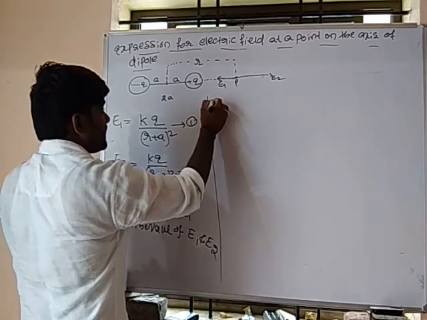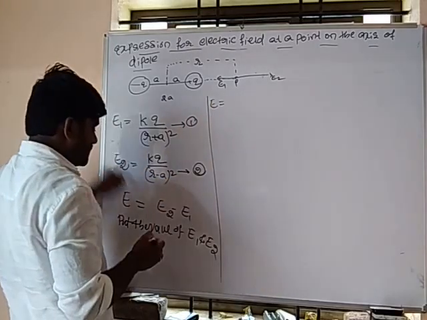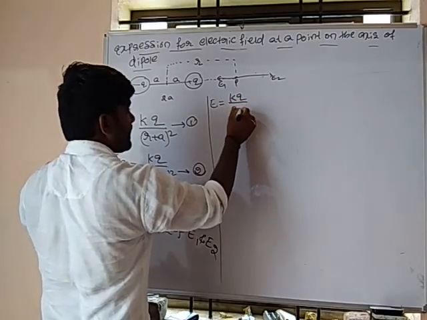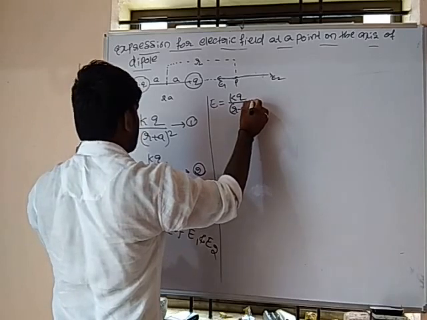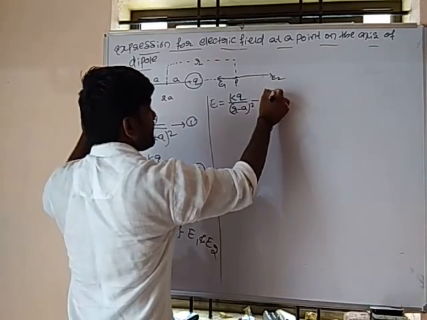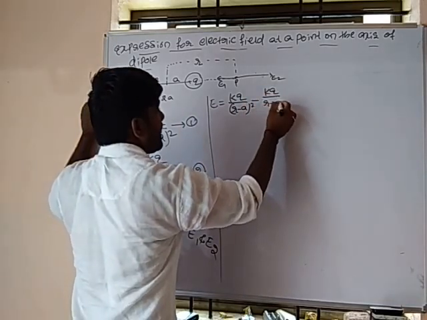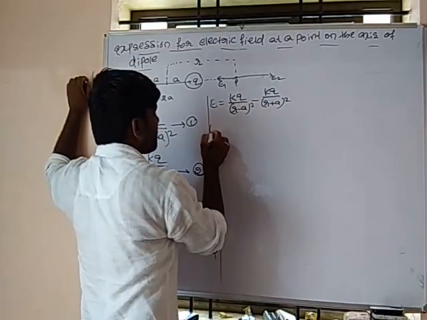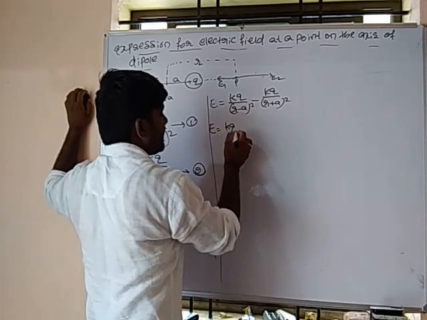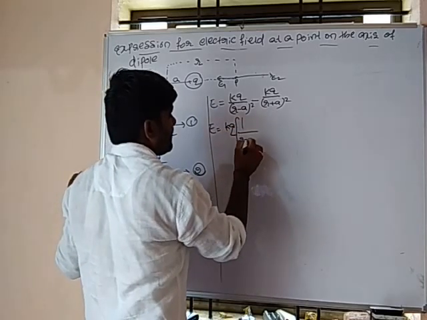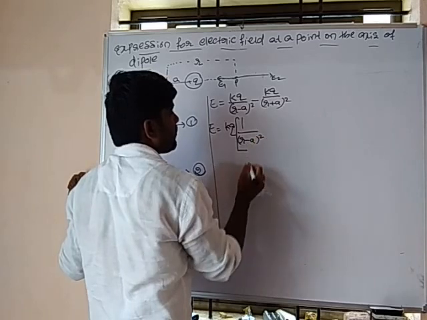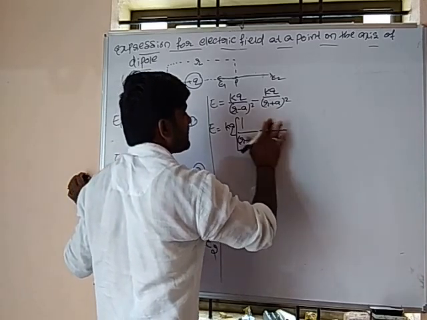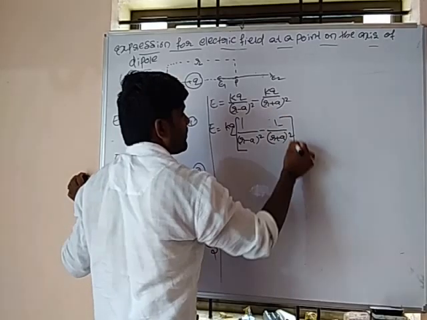It will be E equal to E2 minus E1: KQ divided by (R minus A) whole square, minus KQ divided by (R plus A) whole square. What are the commons here? KQ is common. So E is equal to KQ times [1 divided by (R minus A) whole square minus 1 divided by (R plus A) whole square].